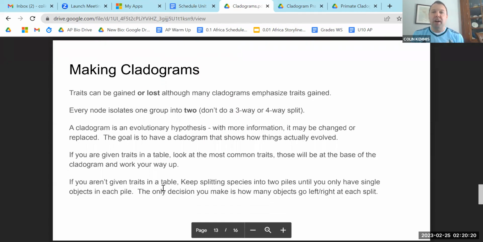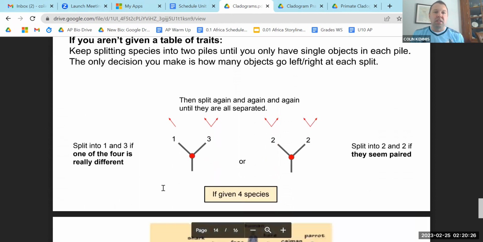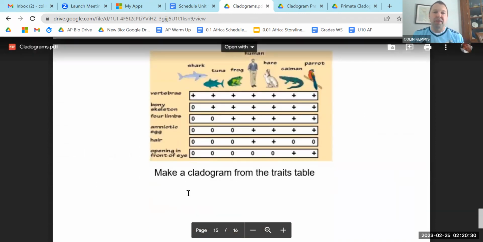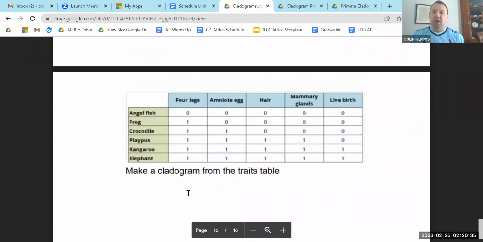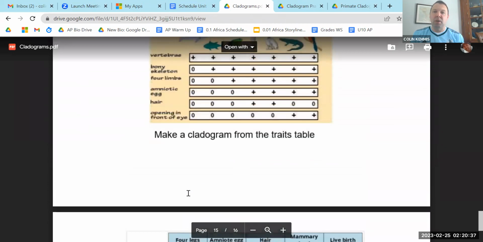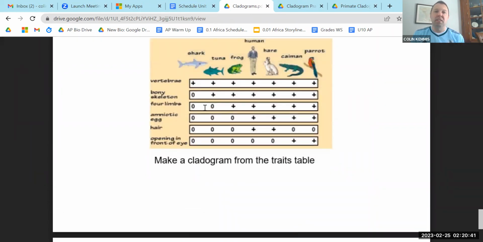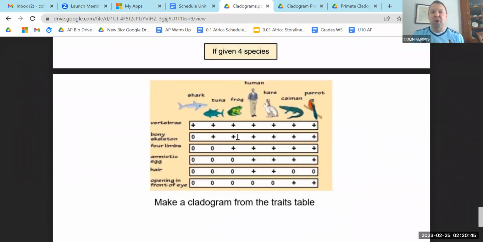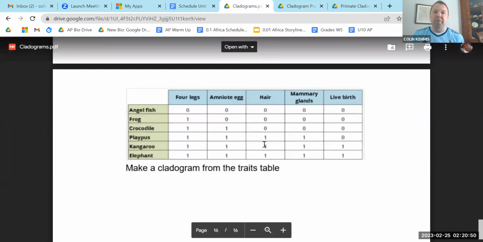For making cladograms, you're going to have to practice this a little bit. So here are the rules for that. And you could practice doing this one, which is kind of fun. And here's another practice for you. If you would like to check your answer, we can post those, or you can come check with me in class. So try that one out. It's kind of fun. You could probably also look this up. And then same with this one too.